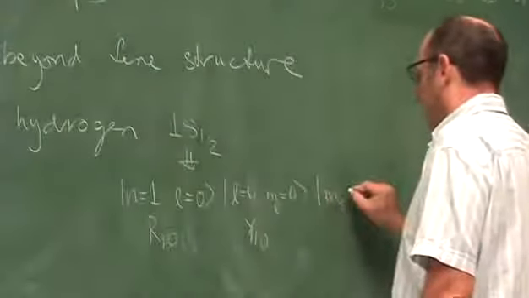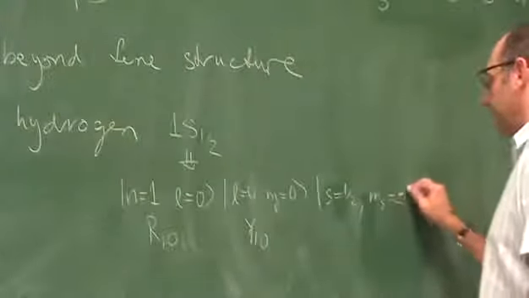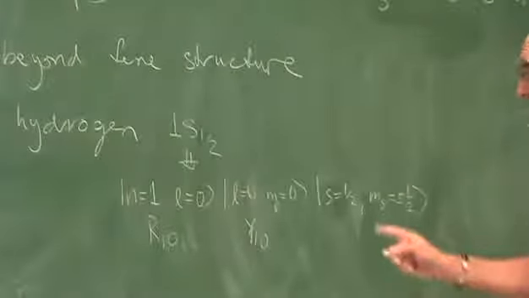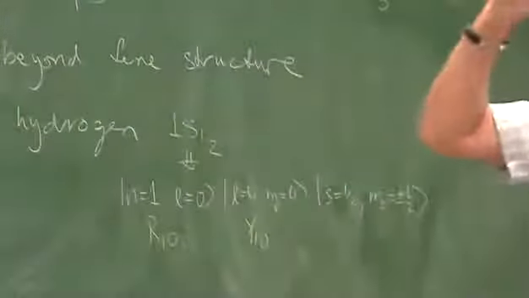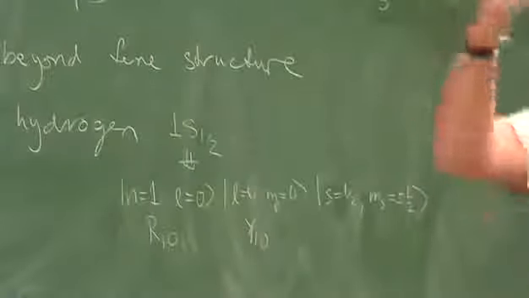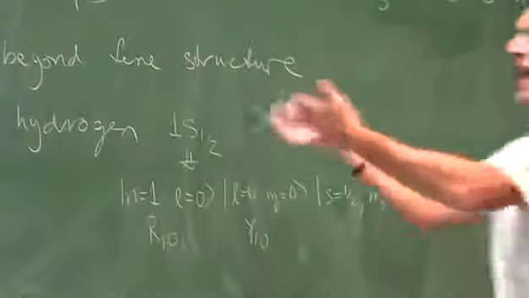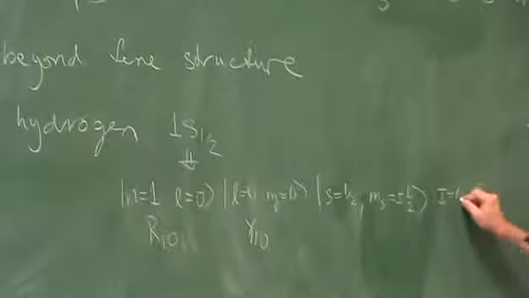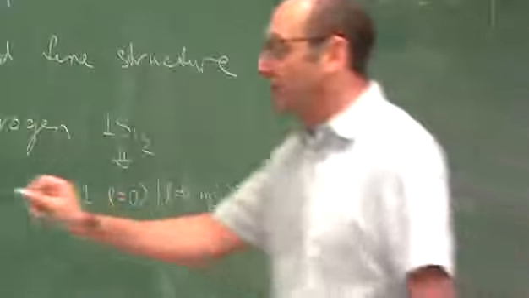And then we have M sub S. So S is a half, and M sub S equals plus and minus a half. However, now there's extra degeneracy beyond the spin of the electron, because now we've got the spin of the proton. All of the fine structure states, without thinking about how the nucleus affected anything, were doubly degenerate, because there was a nuclear spin up and a nuclear spin down, and the energy was completely independent of those two states. But now we're going to think about how the energy changes depending upon whether the nuclear spin is up or down. So we better include I is a half, and M sub I is plus or minus. So this state is fourfold degenerate.